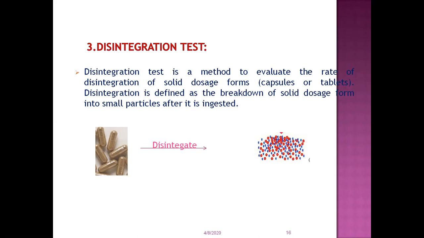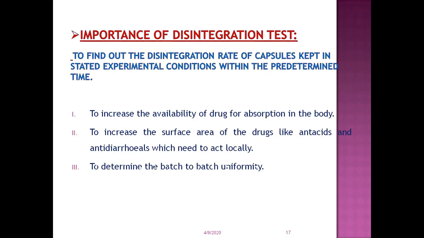These are the small figurative indicators, small capsules. The importance of the disintegration test is to find out the disintegration rate of capsules kept in stated experimental conditions within the predetermined time. To increase the availability of the drug for absorption in the body, that is the reason we do the disintegration test. Also to increase the surface area of drugs like antacids and antidiarrheals that need to act locally, and to determine batch to batch uniformity.